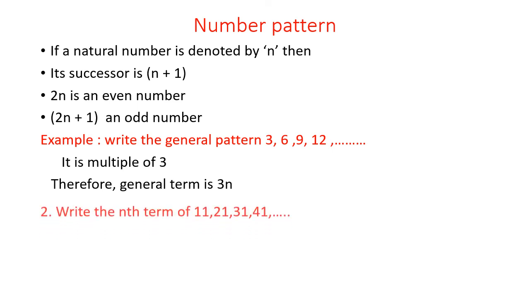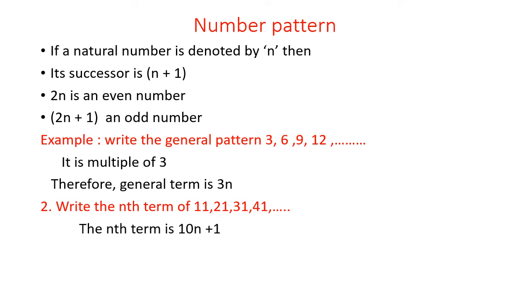Then one more problem. Write the nth term. Here a sequence was given, and in this sequence we are going to find the general nth term. 11, 21, 31, 41. All of these have a common plus 1. 11 is 10 plus 1, 21 is 20 plus 1, 31 is 30 plus 1, 41 is 40 plus 1. So in general, we can write the nth term as 10n plus 1.